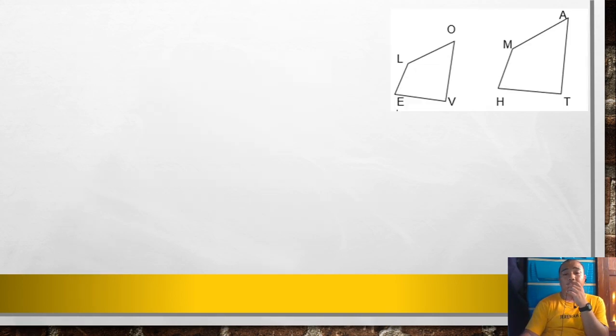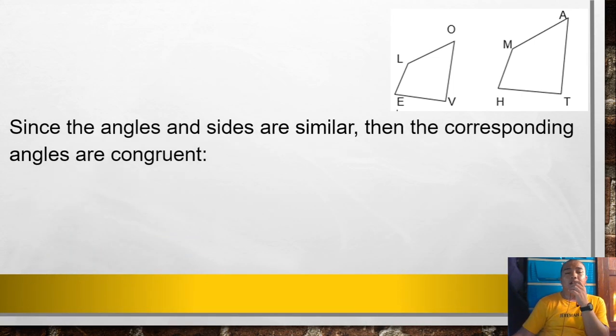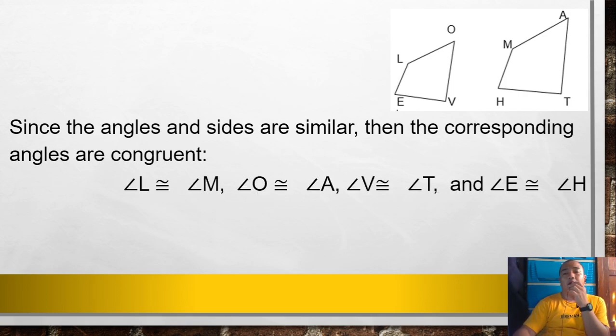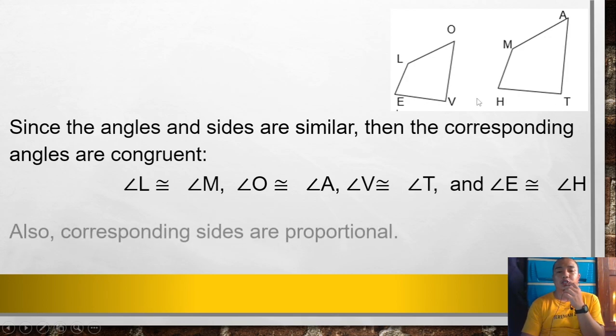Corresponding angles and corresponding sides. Now, since angles and sides are similar, then the corresponding angles are congruent. Since these two figures are similar, then the corresponding angles are congruent. Those corresponding angles are equal. Angle L is congruent to angle M. Angle O is congruent to angle A. Angle B is congruent to angle T. Angle E is congruent to angle H.